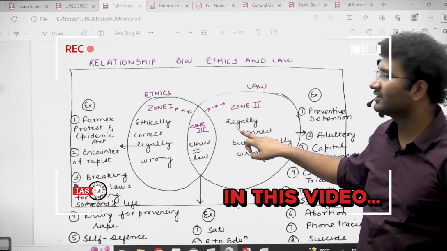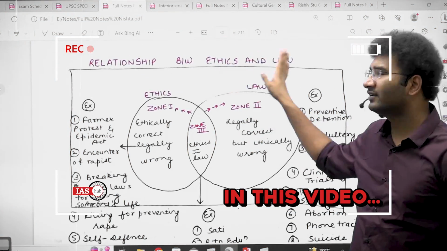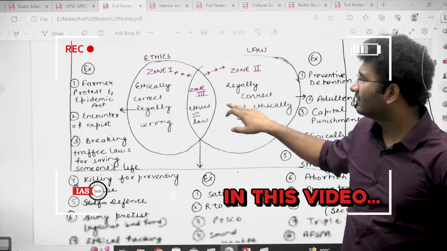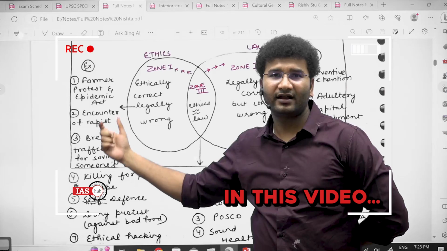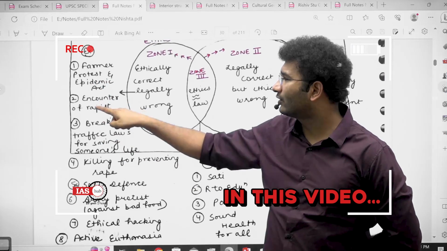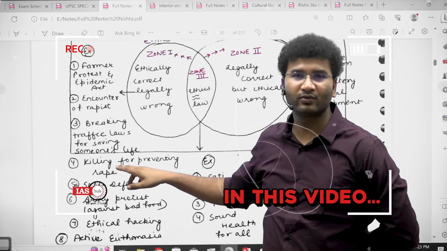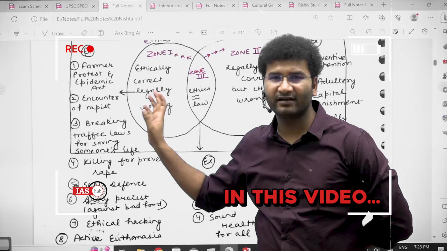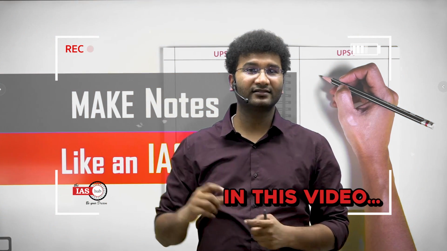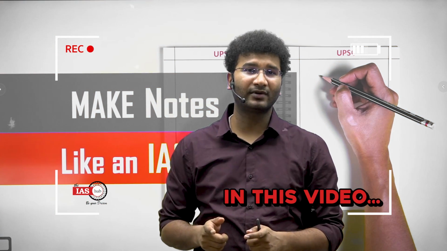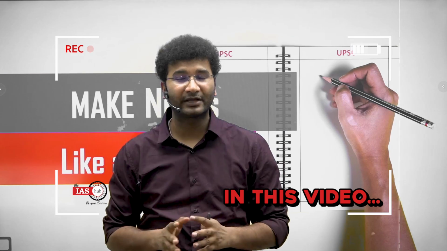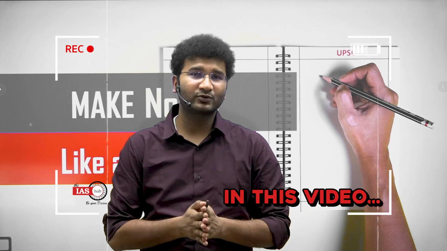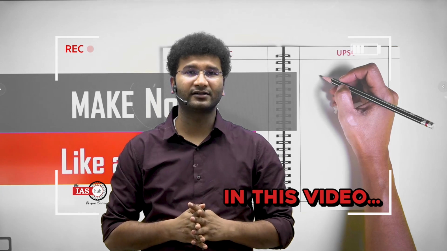One of my students has written this, that is relationship between ethics and law. In this they have made a diagram, and here farmer protest and epidemic, encounter of rapist, breaking traffic rules. These are some of the current elements they have added. Students also have this doubt that, sir, I'm making notes in the physical format, but I'm not able to add this current affairs to my notes. But how do I make it? See, all of these questions will be addressed in this particular series.